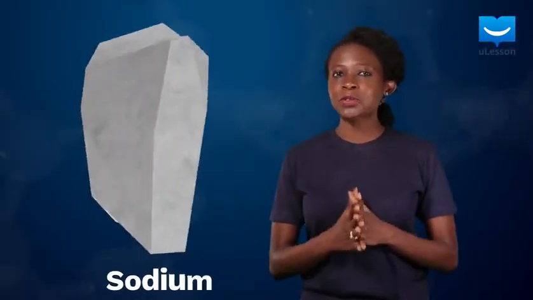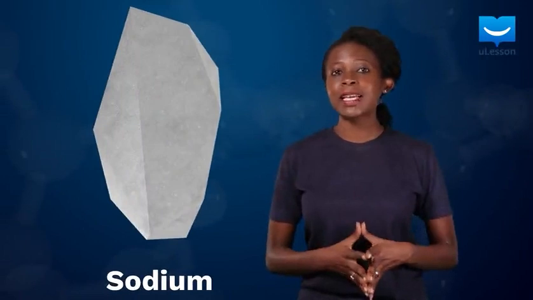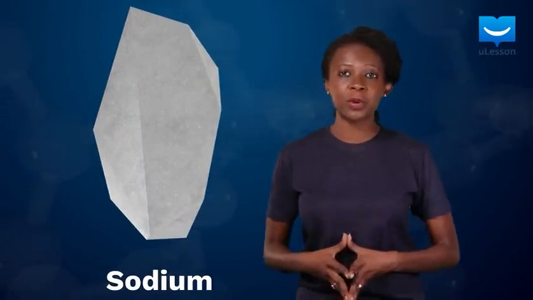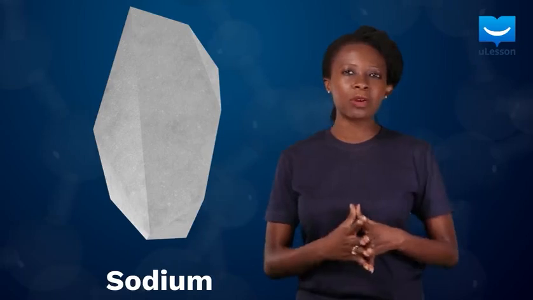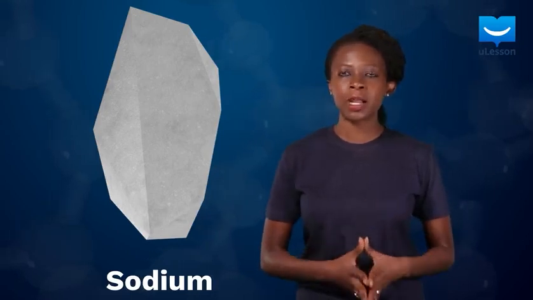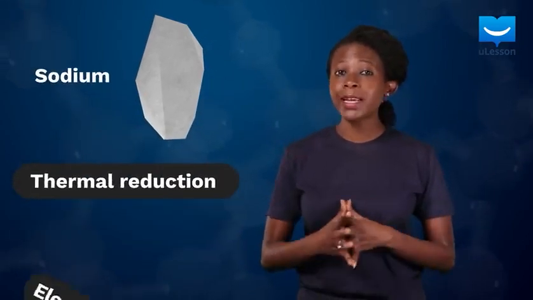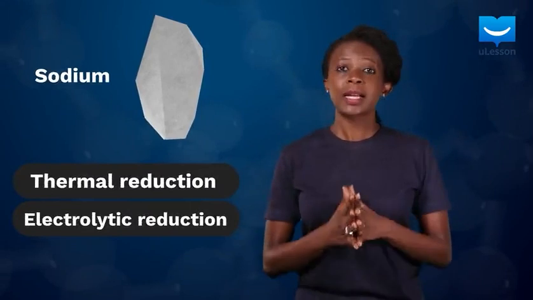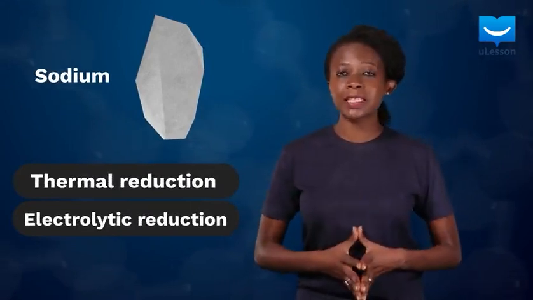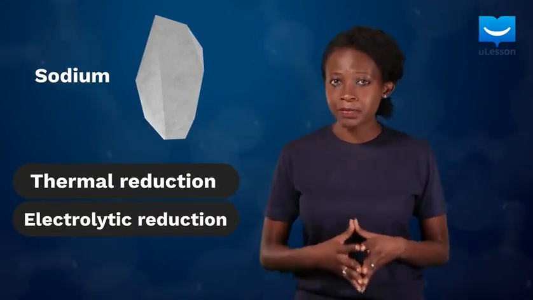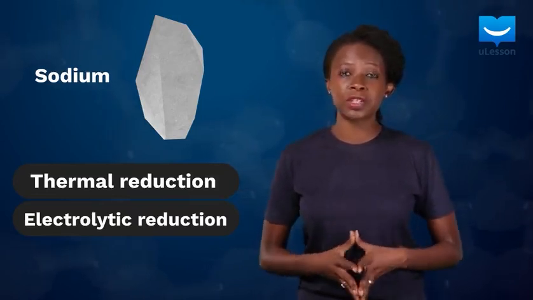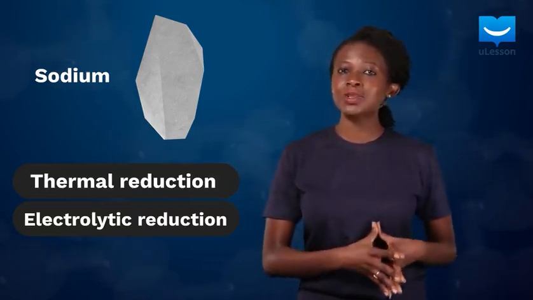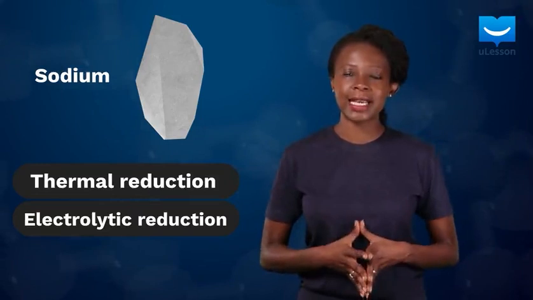Now let's discuss how sodium is extracted from sodium chloride. As explained in our lesson on the metal extraction principle, the method employed in the extraction of a metal depends on the chemical reactivity of the metal. The method could be thermal or electrolytic reduction. Since sodium is a very reactive or strongly electropositive element, it means that it cannot be extracted using thermal reduction. It is extracted using electrolytic reduction instead.